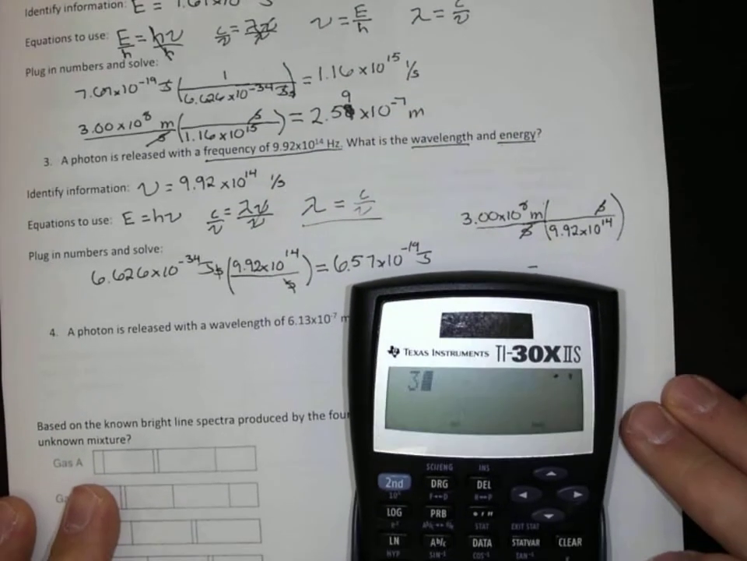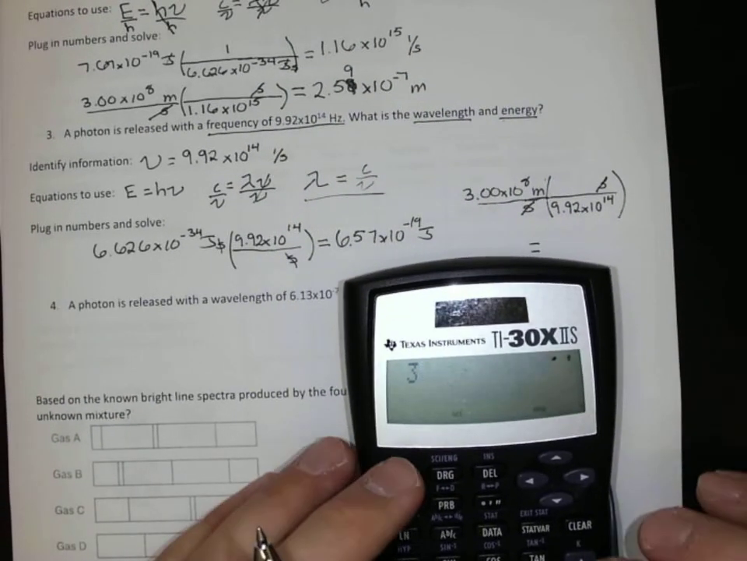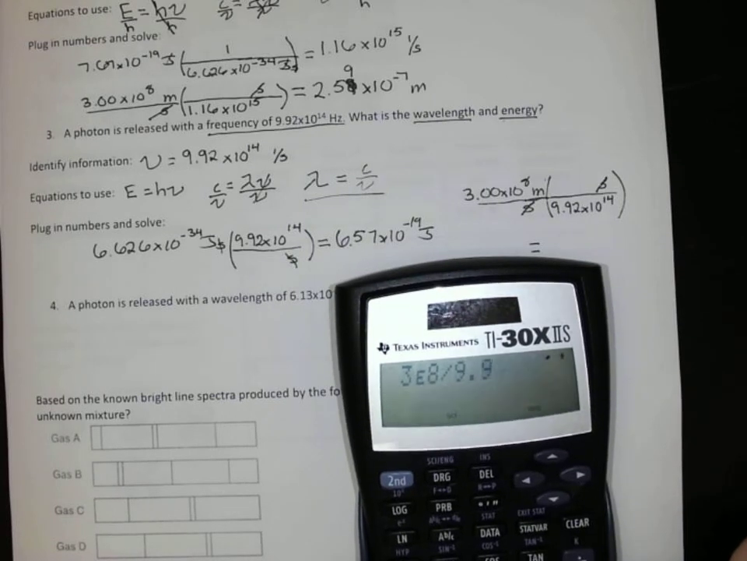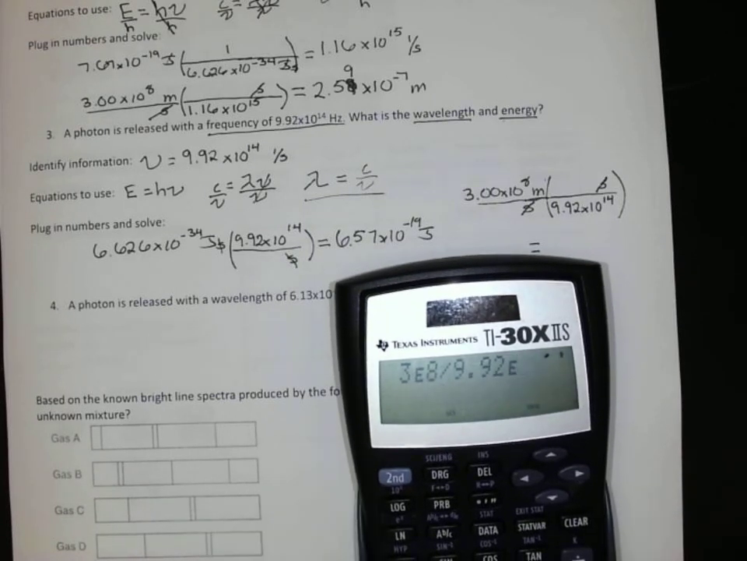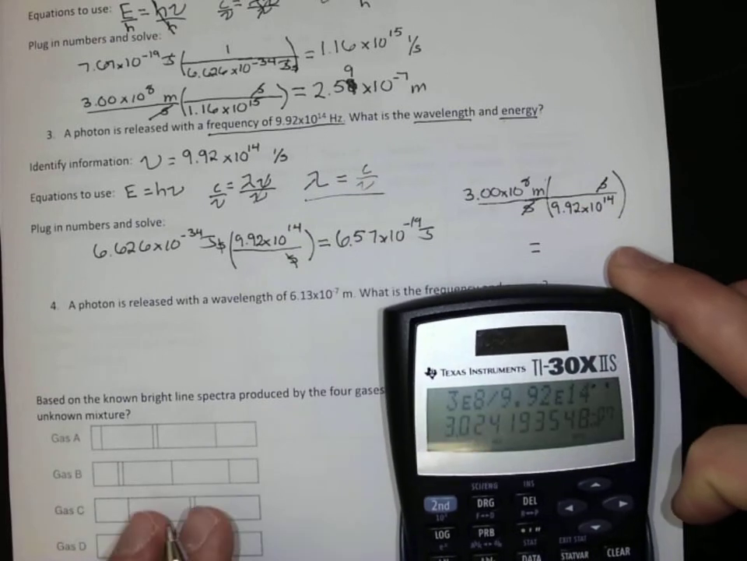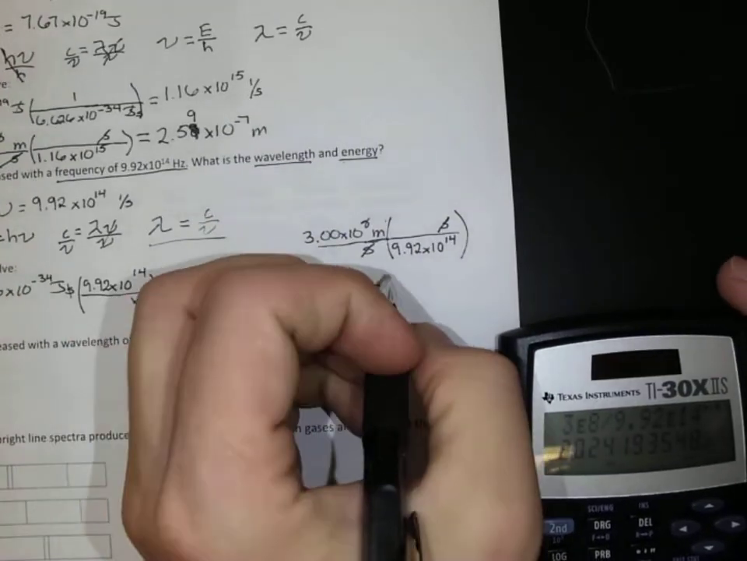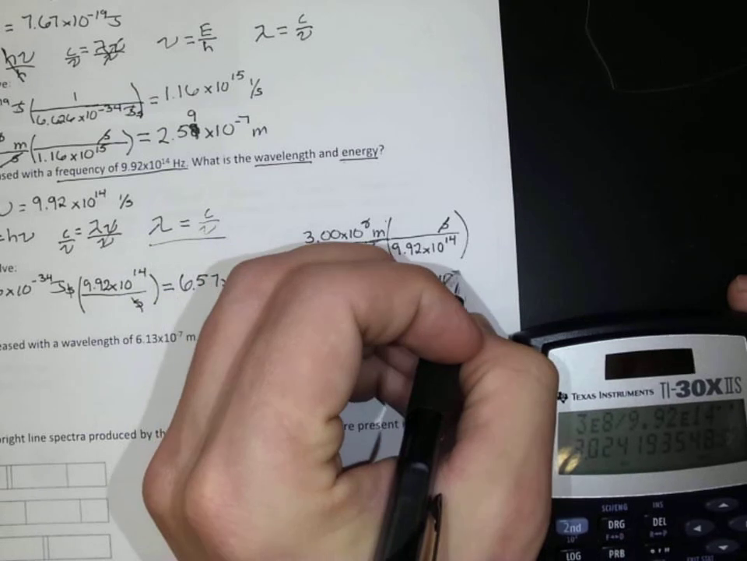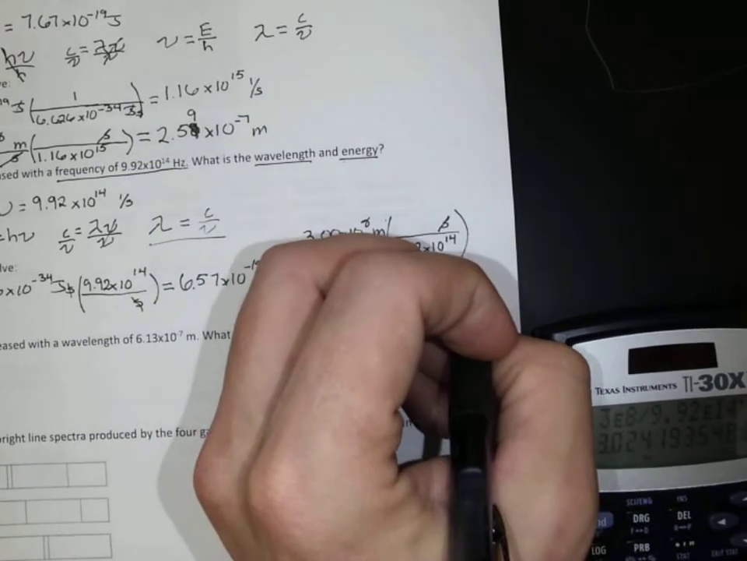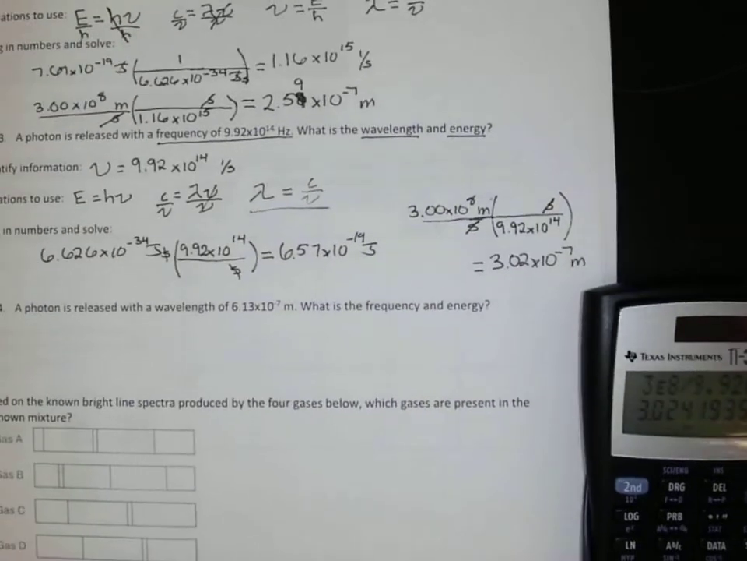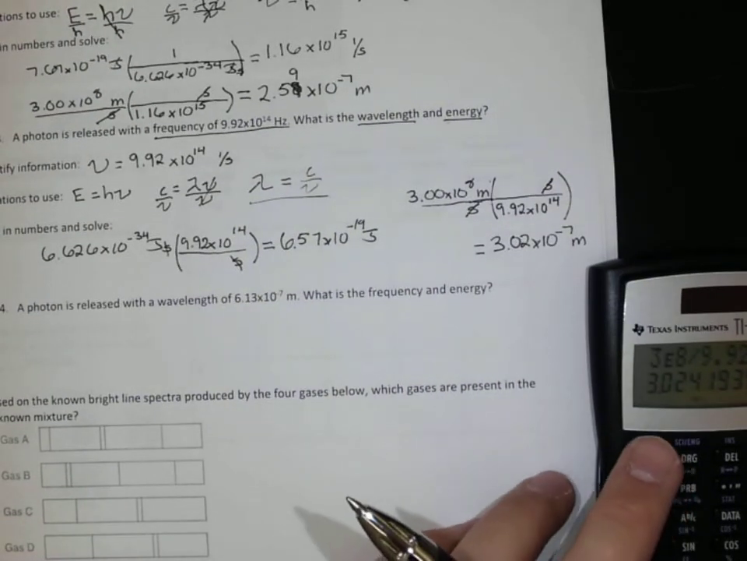So then when I do this calculation, let's slide this up a little bit. 3E8 divided by 9.92 E14. My answer, 3.02 times 10 to the negative 7. And what's my unit? Meters. Okay. All right. This next one, you guys should be able to try with a partner. Give it a go.